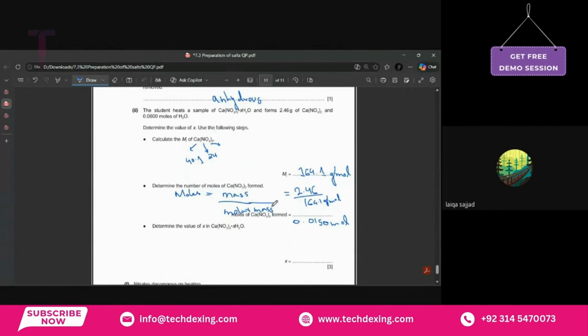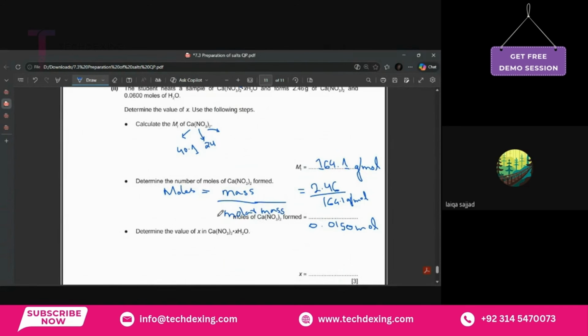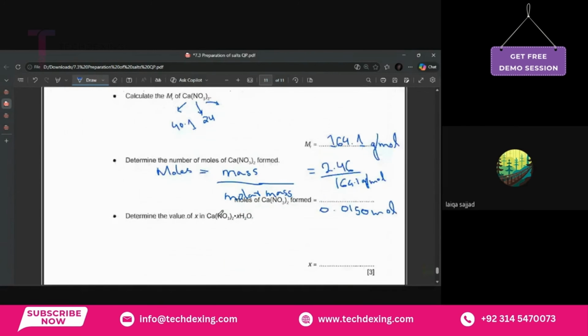Yes. So we solved half of the question in the last class, and now we have to simply determine the value of x. So how can we find the value of x now? The value of x represents the ratio of moles of water to moles of calcium nitrate. So it gives you the ratio between the moles of water and the moles of the salt which will be given to you, any salt. It's always the ratio between these two things.